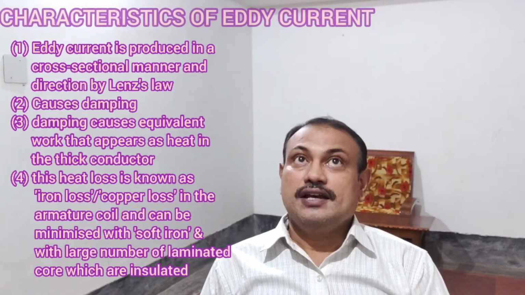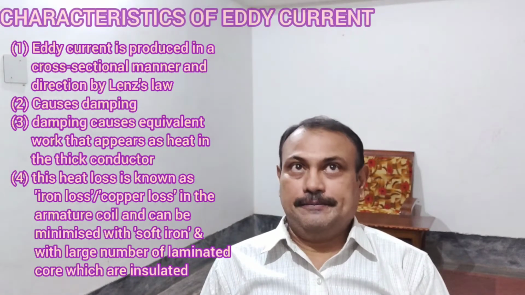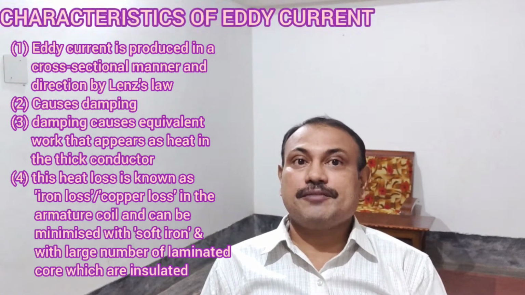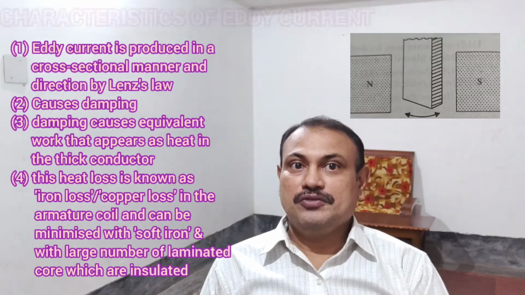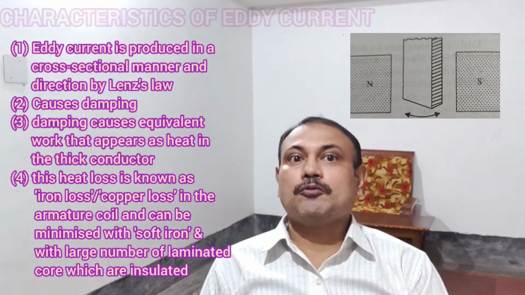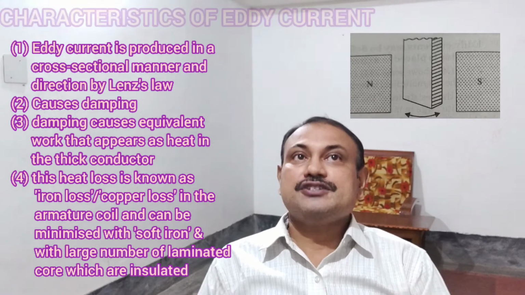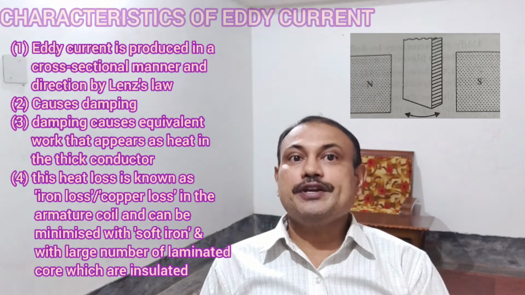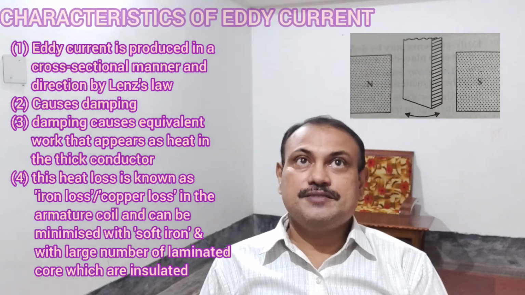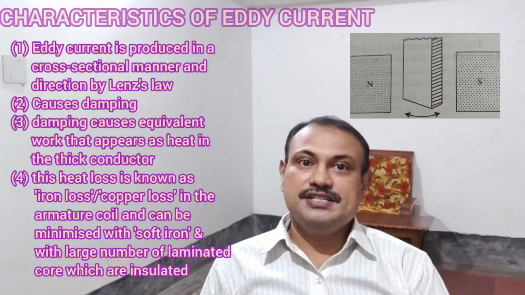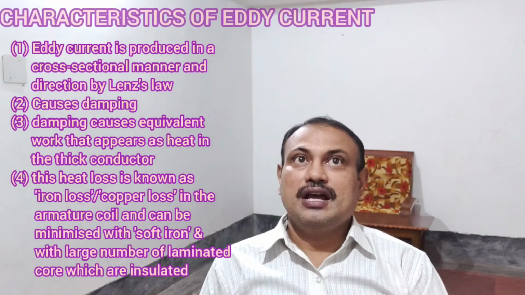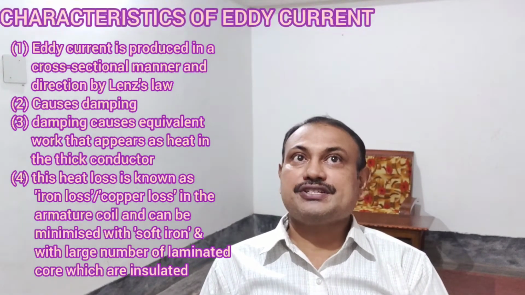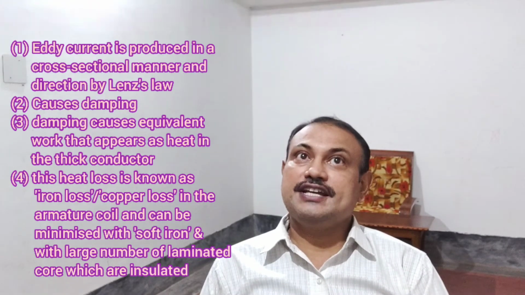And this eddy current causes a huge damping, as you can experiment in the case of a bar magnet suspended and oscillating. Of course, when in presence of a magnetic field, the oscillation quickly dies away. This is because of the damping due to the eddy current. And this damping causes equivalent work that appears as heat in the thick conductor.